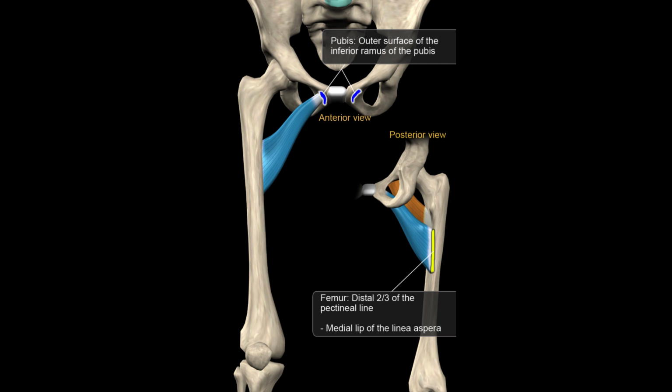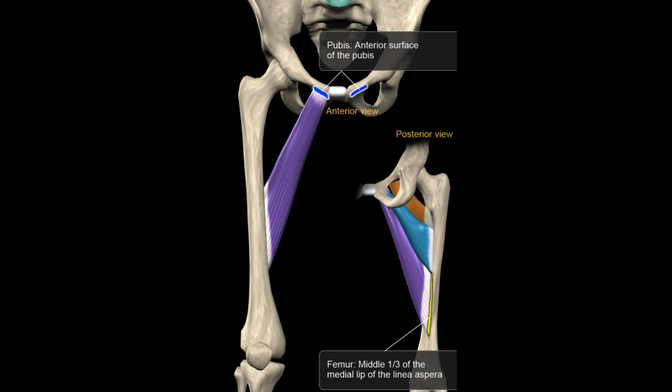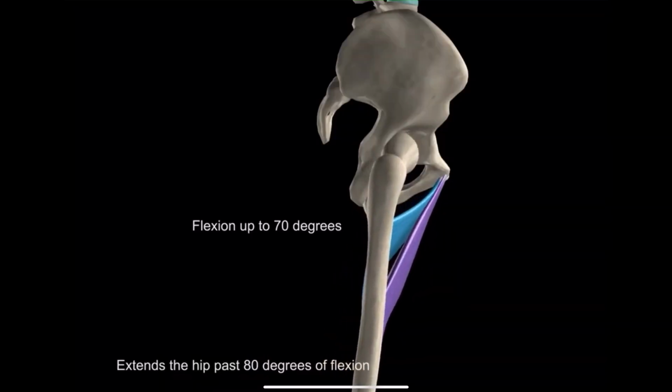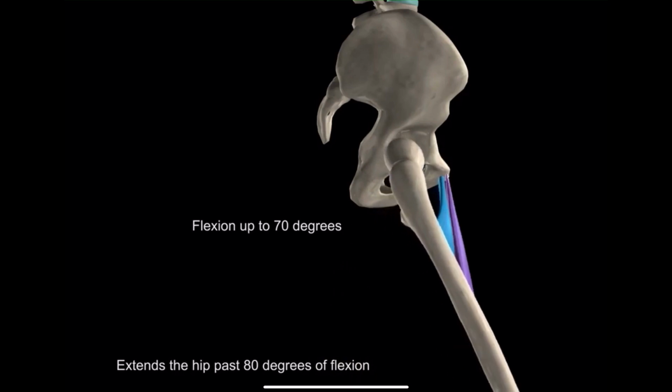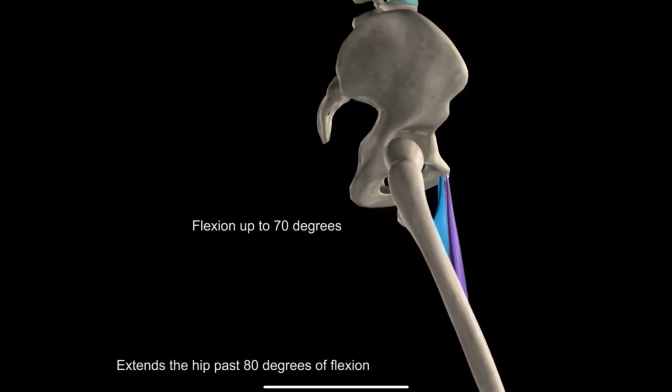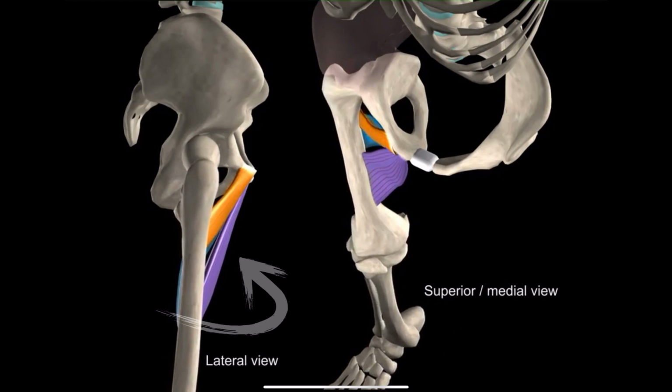Next, we have the Adductor Brevis, which attaches to the inferior ramus of the pubis, as well as the distal 2/3 of the pectineal line. The Adductor Longus attaches to the anterior surface of the pubis and the middle 1/3 of the medial lip of linea aspera. Both the brevis and longus assist in hip flexion as well as internal rotation.